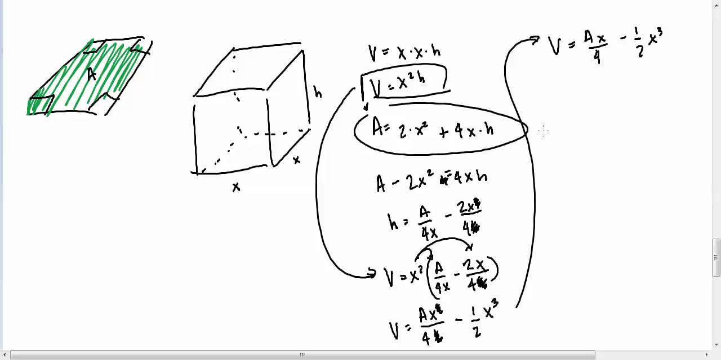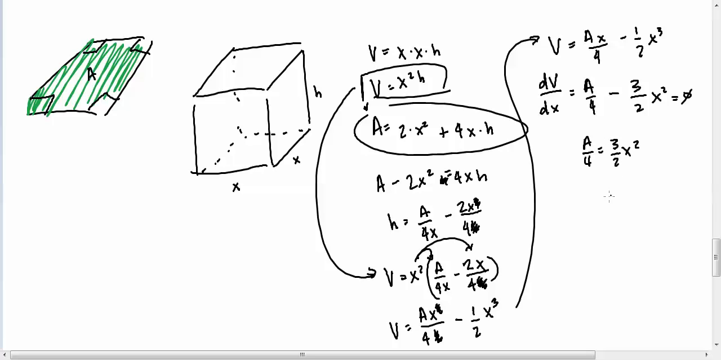Now, if I want to optimize this or find the maximum volume I can get, I always take the derivative and set it equal to 0. And in terms of this, I'm going to take the derivative of v with respect to x. So a over 4, the derivative of x is just 1. And then over here I have minus 3 over 2 x squared. I'm going to set this equal to 0. So I'm left with a over 4 is equal to 3 halves x squared.